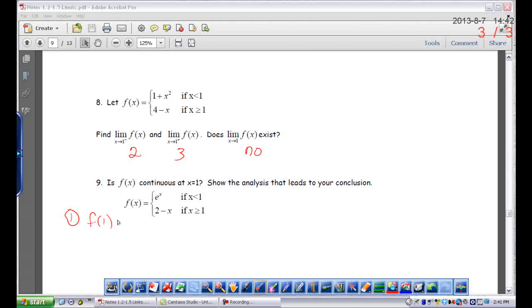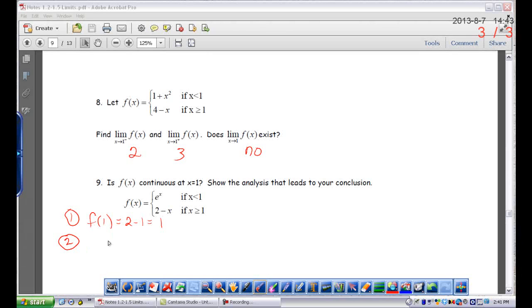Now, once again, I can't just pick whichever one I want, or the easier one, to plug the 1 into. I have to figure out which one of these 2 equations is valid at x equals 1, and it's going to be the 2 minus x. So f of 1 is 2 minus 1, and that equals 1. And that seems kind of goofy to write the 2 minus 1, but it communicates to the person that's grading your test that you're using this bottom equation to find f of 1. Because f of 1 you cannot find using the top equation. All right, so f of 1 is defined and it equals 1.